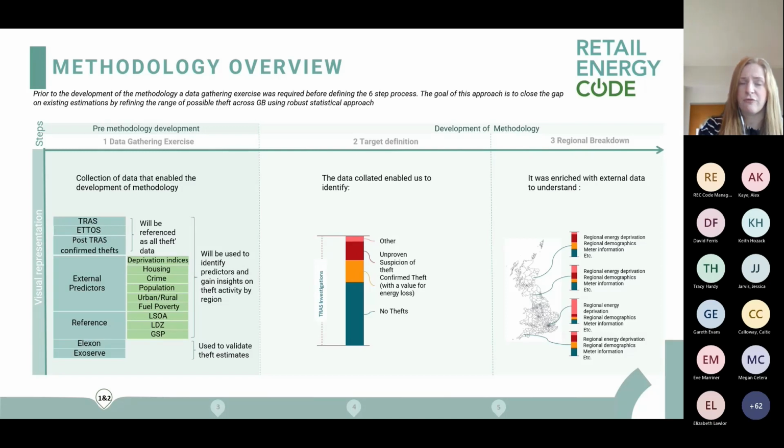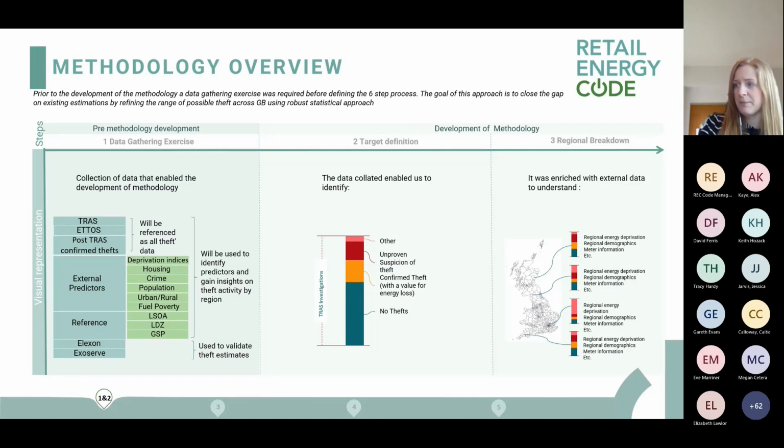We also had, for each investigation, information on the building type, so whether that was commercial or residential, the fuel types, whether it was gas or electricity, and the country as well. The country did have a bit of an impact because there were certain data sets that were available for England and Wales versus Scotland.